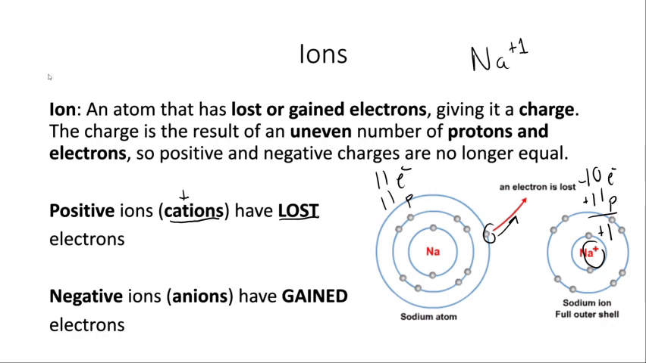Negative ions are anions. No specific trick to remember this one. And then these have gained electrons. So anytime you're gaining electrons, you're going to have more negative than positive, so that means they are going to be negative. They have gained electrons. They are anions.